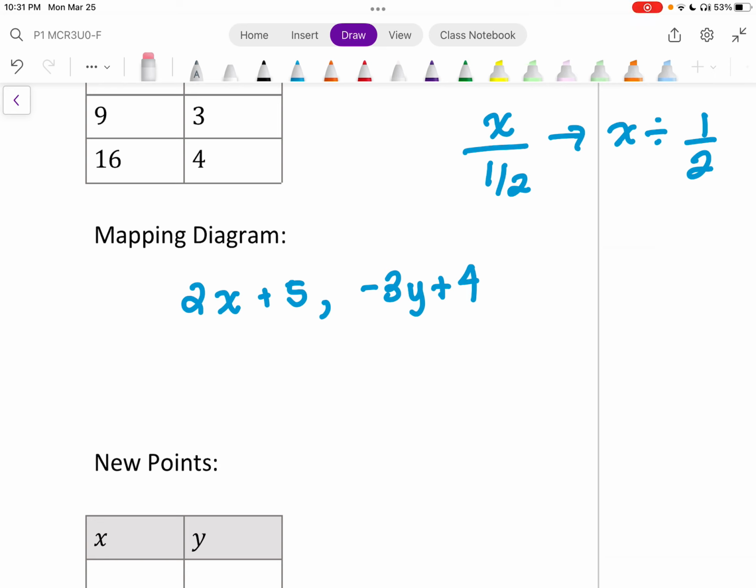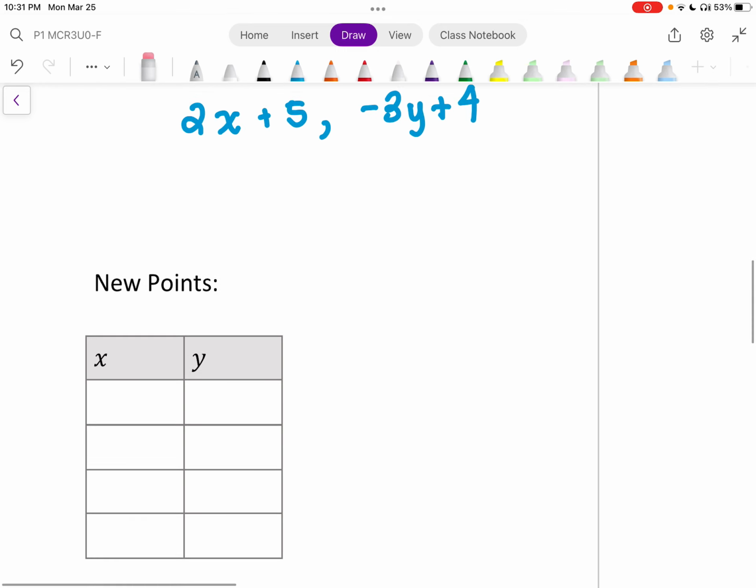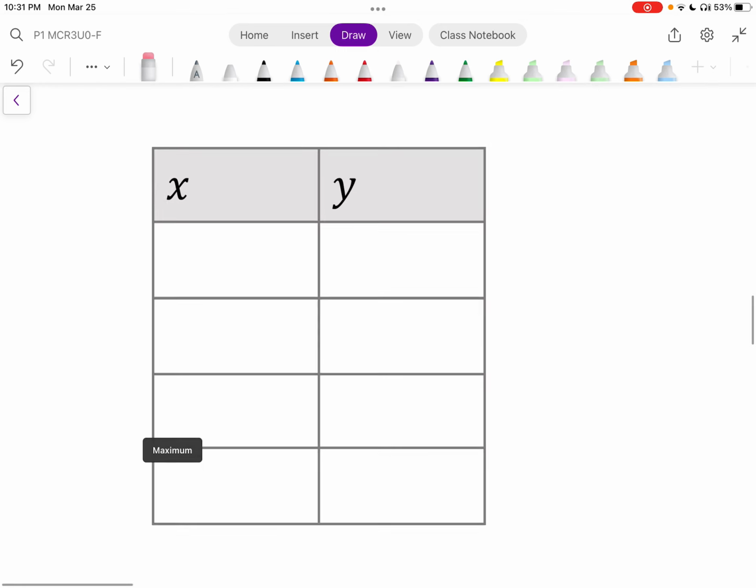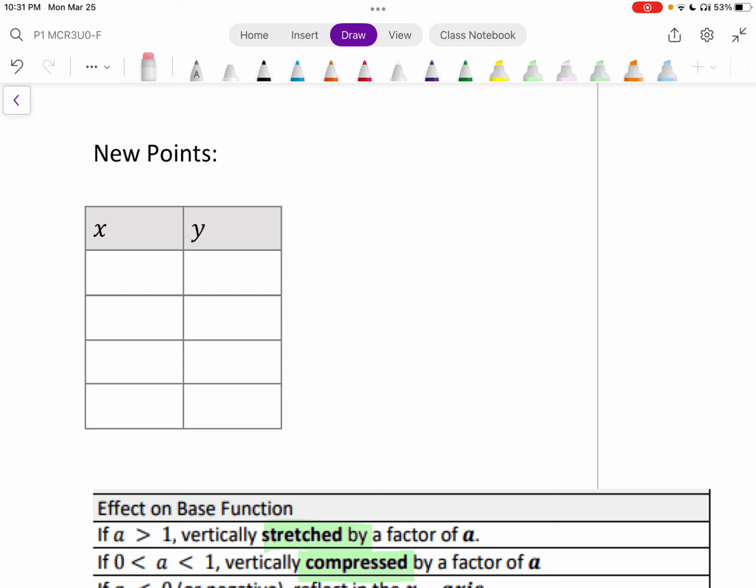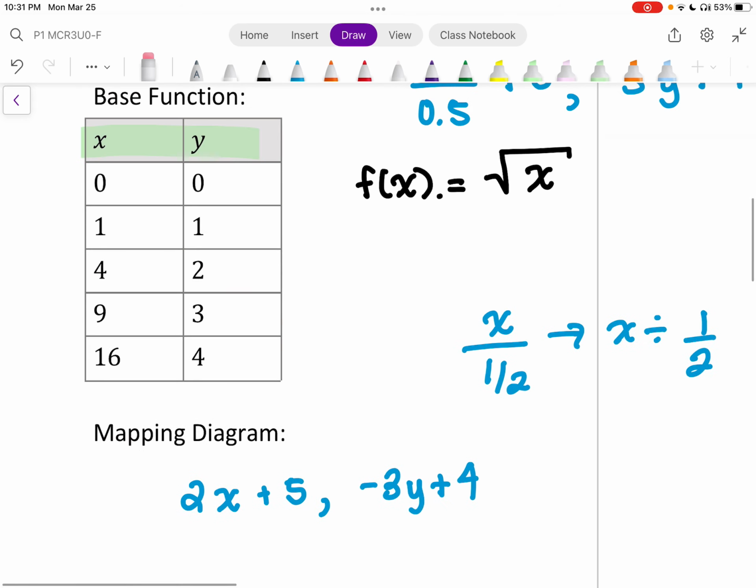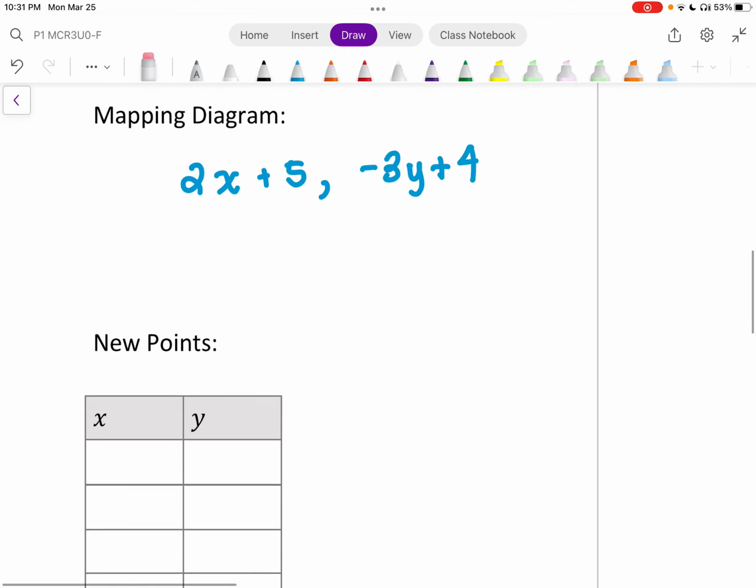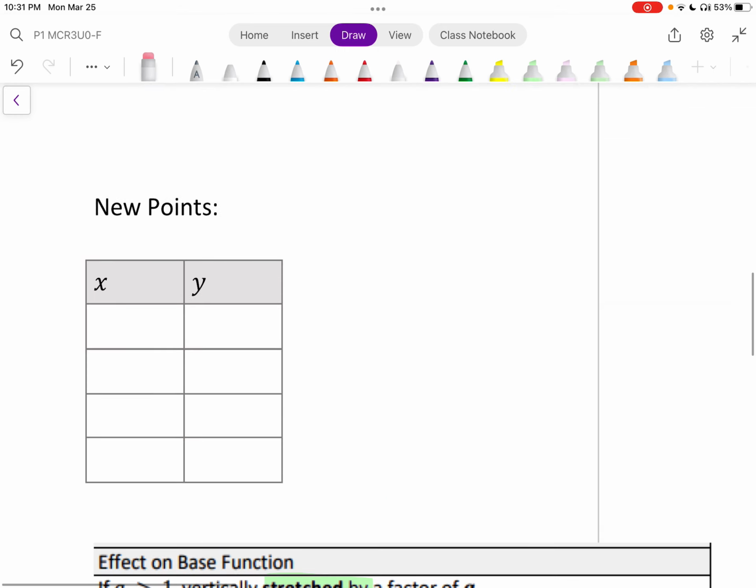So then we have 2x plus 5, -3y plus 4. And now basically what I can do is I can just take all these original points of my function, right, and plug in the x and y values. So I always like to start off with the x's. So I'm going to do 2 times 0 plus 5.